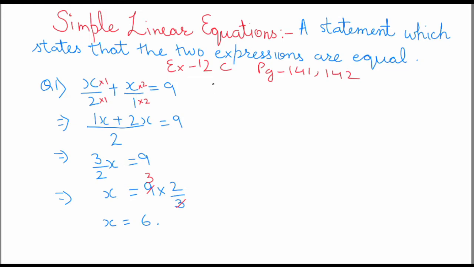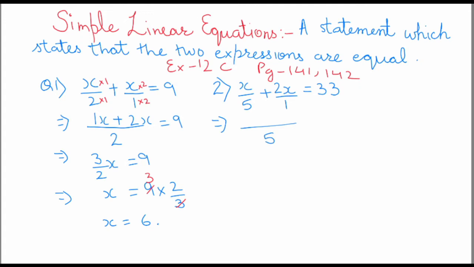Now coming to the second question. The second question is x by 5 plus 2x is equal to 33. Again, we'll take the denominator of the other number as 1, and the LCM of them is 5.